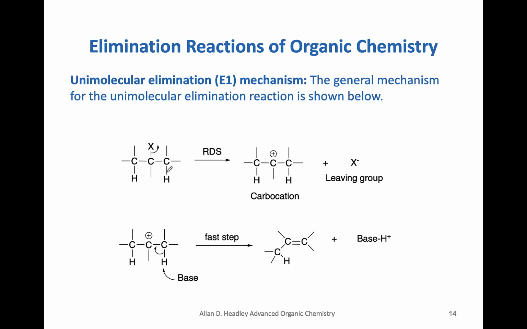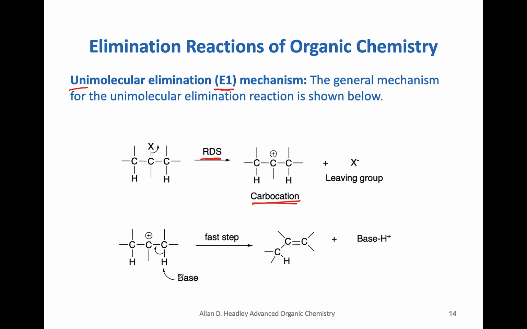Let us turn our attention now to the E1 mechanism. Elimination unimolecular mechanism here. So in this mechanism, the leaving group leaves to form a carbocation, and we have seen this before when we looked at intermediates. We looked at the carbocation. This is one way of generating carbocations, is by using a good leaving group and in a good solvent, ionizing solvent. This leaving group will leave to form a carbocation. That's an intermediate. That's typically the rate determining step, RDS, the slow step of that reaction.